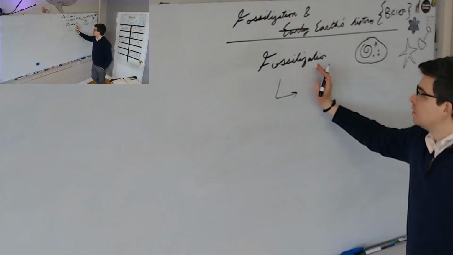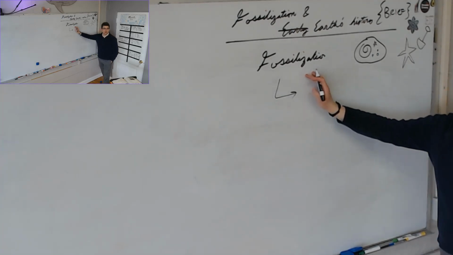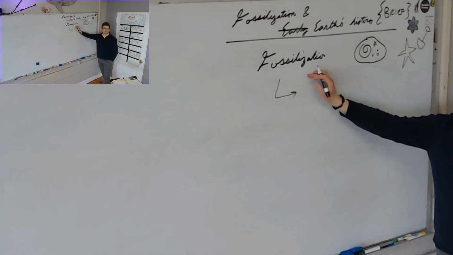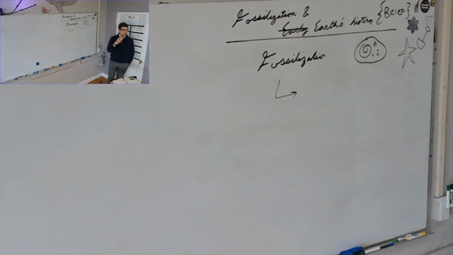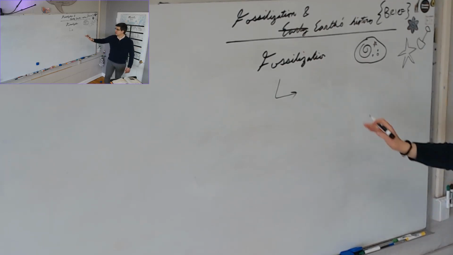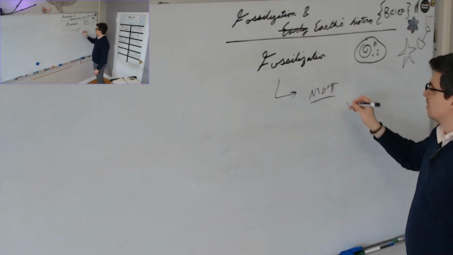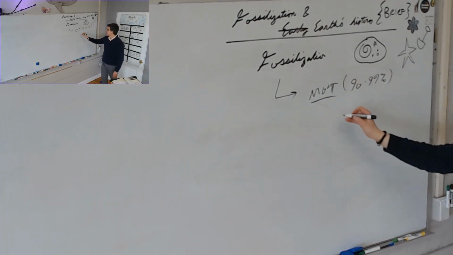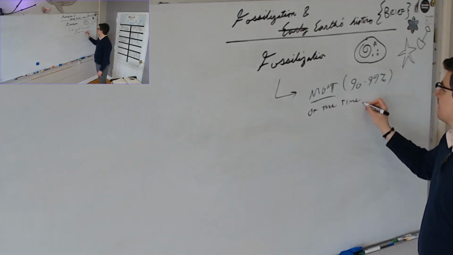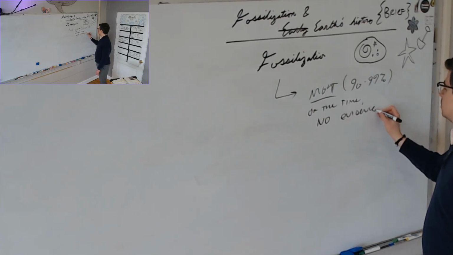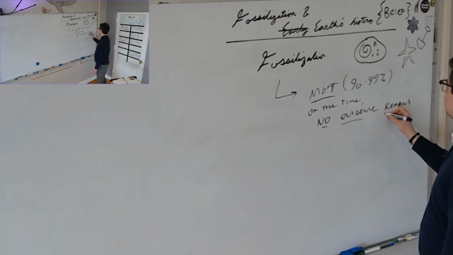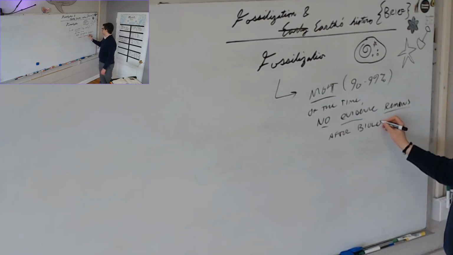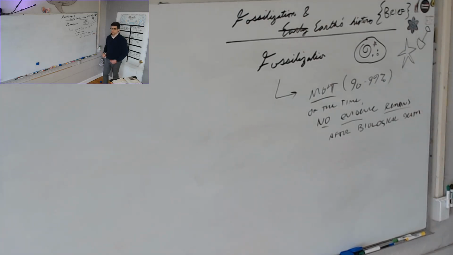That's what makes this so special. If that weren't true, think about 4.5, well, I was going to say 4.5 billion years of Earth's history, which is true, but think about 3 billion years of life history. If everything that died just became bones, you couldn't walk an inch without tripping over a whole pile of bones. So most of the time, let's say 90 to 99% of the time, that's an estimate, no evidence remains after biological death.